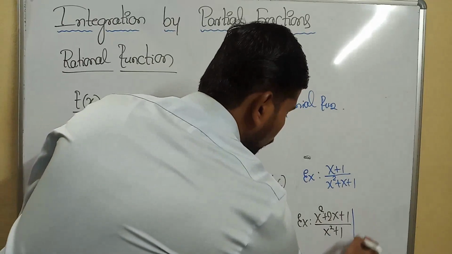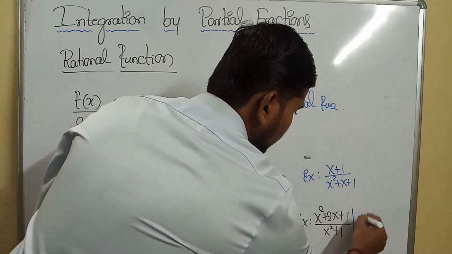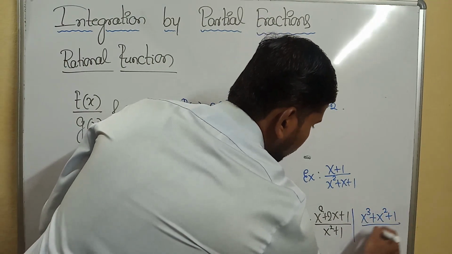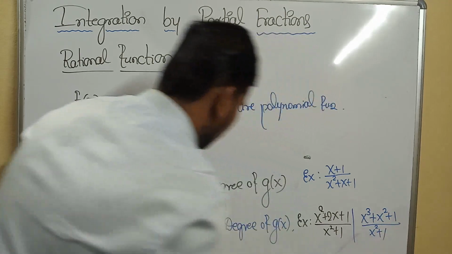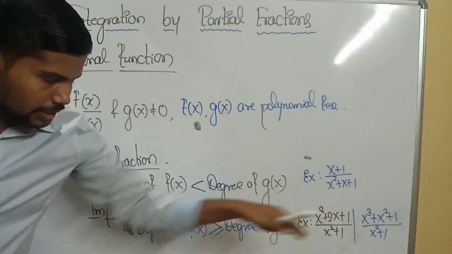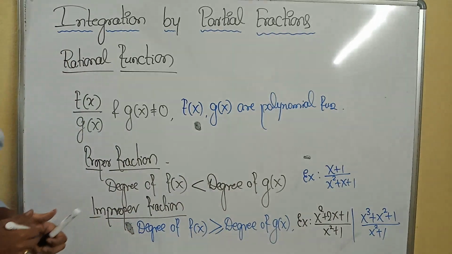Now one more example I'd like to frame here. It is x cube plus x square plus 1, and the denominator is x square plus 1. That means the degree of numerator is 3 and the degree of denominator is 2 in the second example. That's why it is an improper fraction.